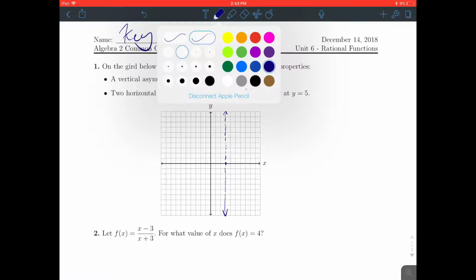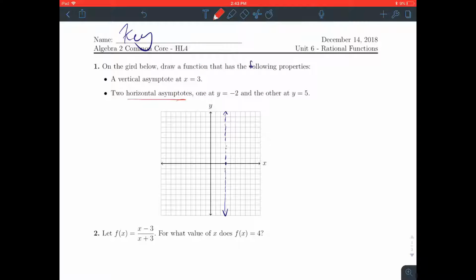It's going to have 2 horizontal asymptotes, one at y equals -2. So we go on the y-axis to -2, horizontal asymptote, and the other at y equals 5.